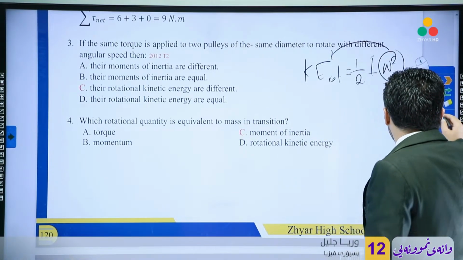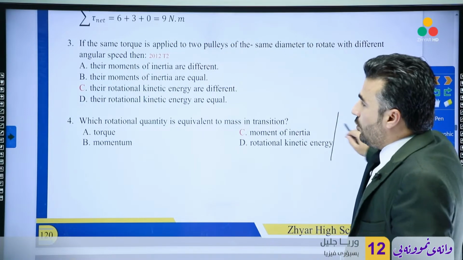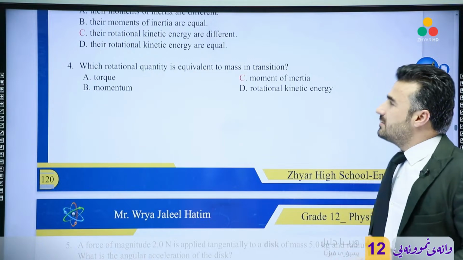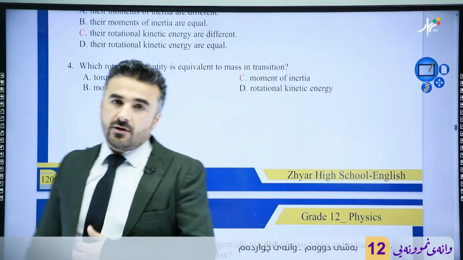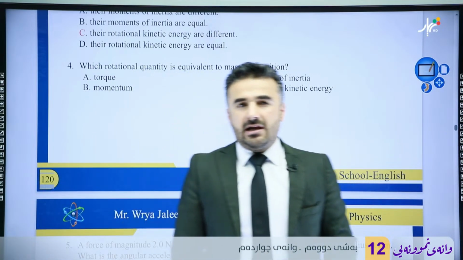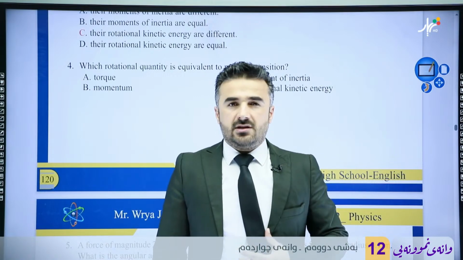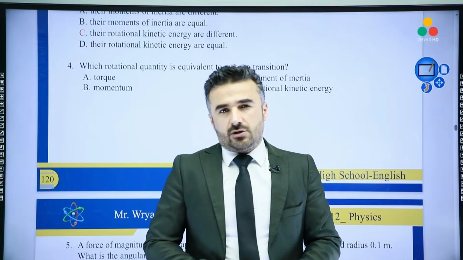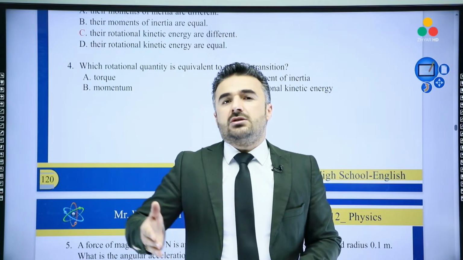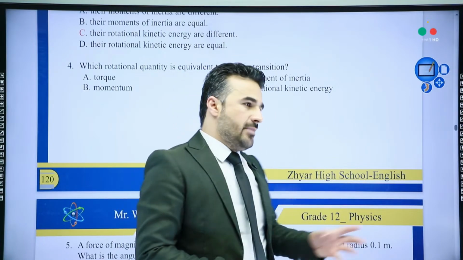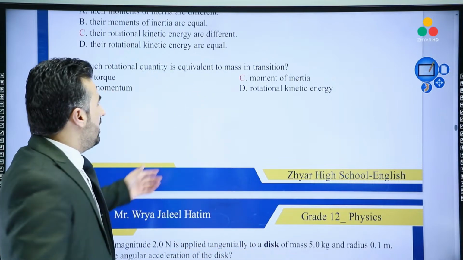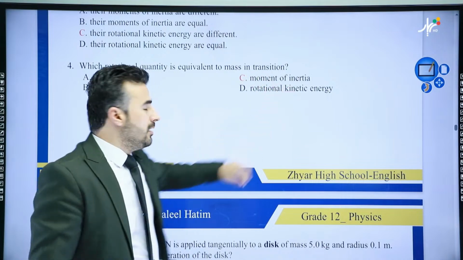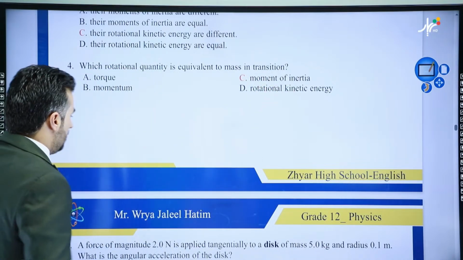All right, question 4 here says, which rotational quantity is equivalent to mass in translation, yeah? So we've learned that mass is the quantity that is used in translational motion. So what is the analog of mass in rotational motion? Of course, we'll use moment of inertia, yeah? So mass would be in translational motion, and moment of inertia, I, would be in rotational motion.